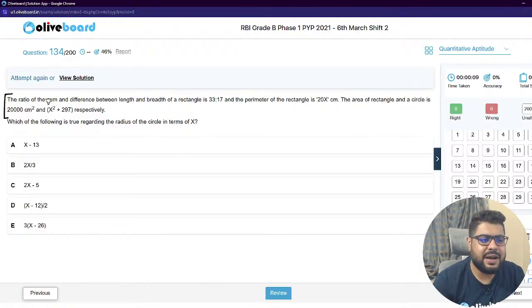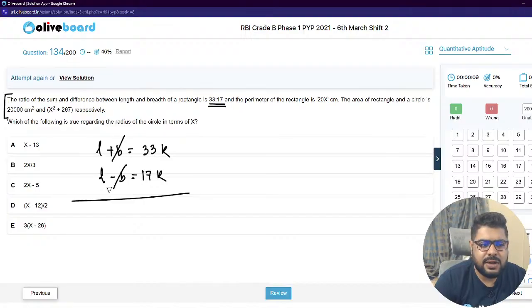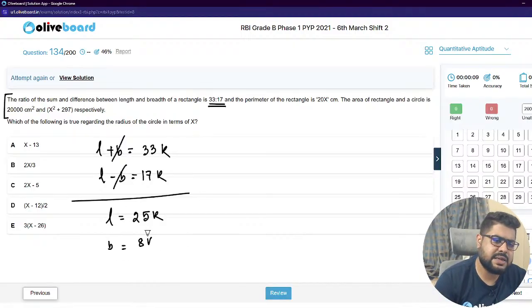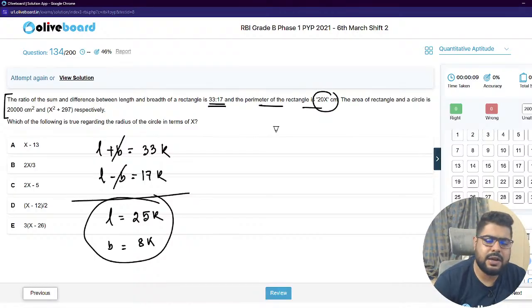Ratio of the sum and the difference between these. Okay, so length plus breadth is 33k, and length minus breadth is 17k. So the ratio was this. Sir, let's calculate, remove both. This is 50. L will be, sir, 25k. So B will be how much, sir? 25 minus this, it is 8k, sir. Perfect, sir. Now the perimeter of the rectangle is given.